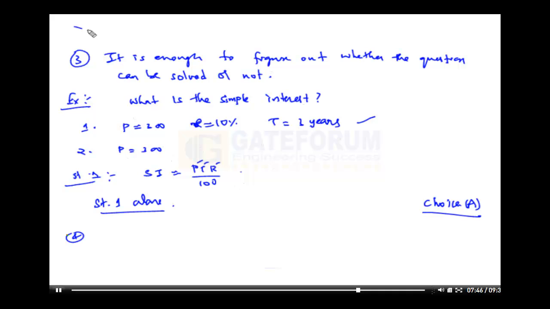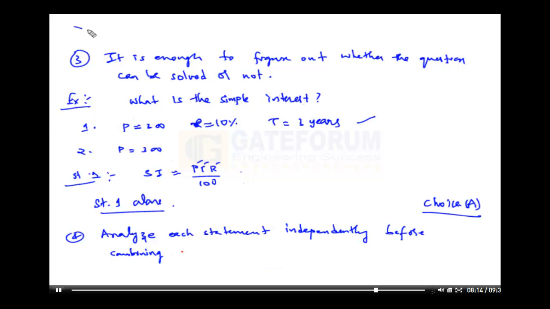Next, direction 4. Analyze each statement independently before combining. Means as soon as the problem is given, we should not combine them and we should not solve. First of all, we have to observe statement 1. If not, statement 2. If not, statements 1 and 2 together. That is the steps we have to follow. Therefore, by combining both the statements.